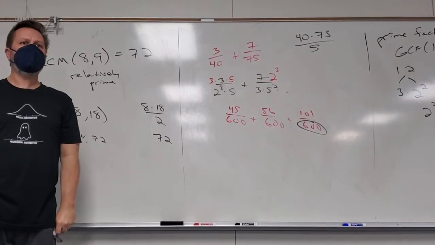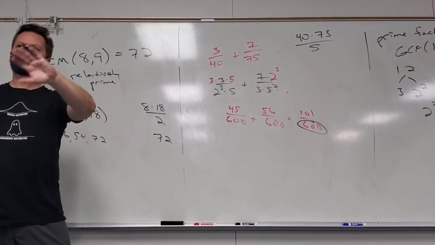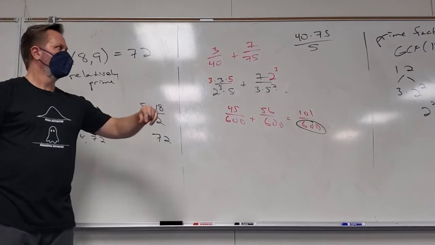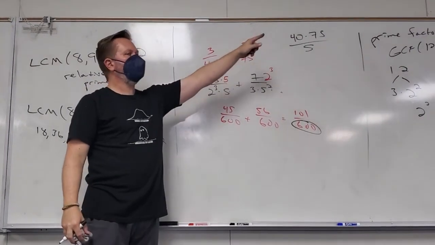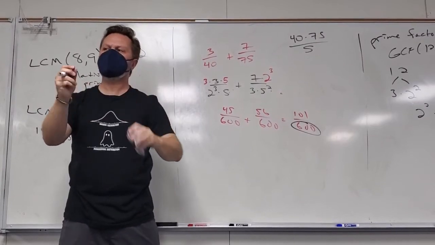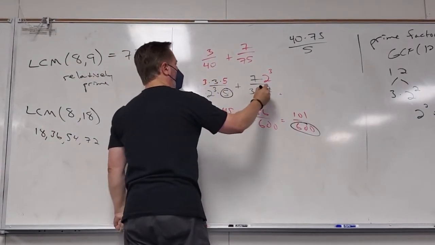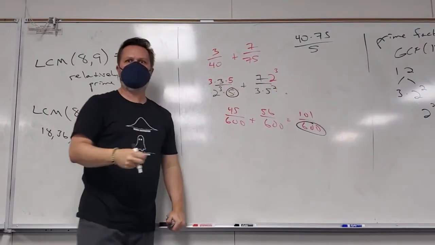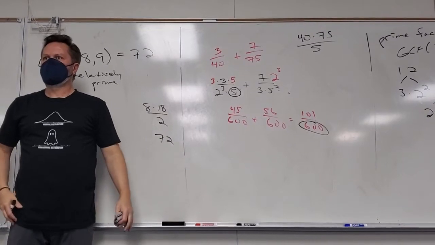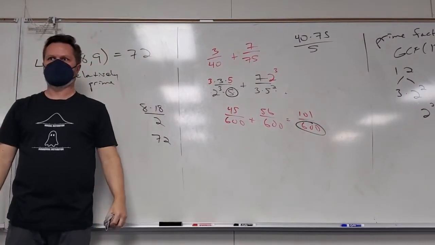600. Freaking 600. So a nifty little way to get the LCM is to multiply the numbers together, but then divide by what they have in common. Now, why does that make sense? Because if I multiply them together, am I not including five more often than it's supposed to be? Yes, so I have to divide one of them out. I have to divide by what I'm using more than I'm supposed to be using.